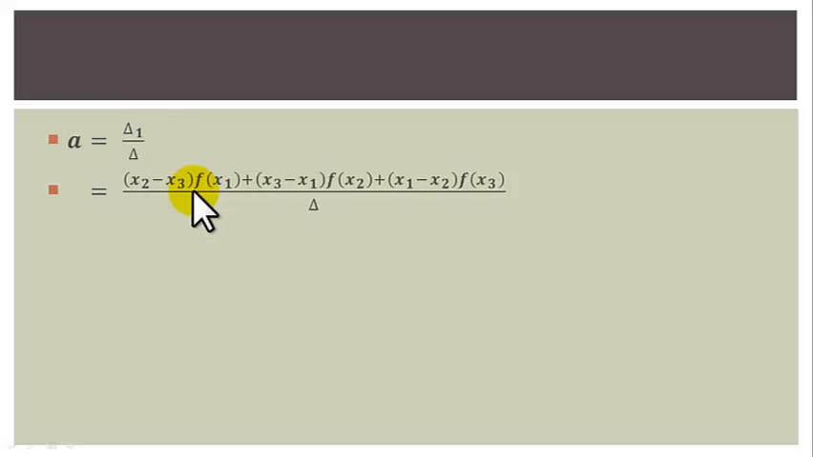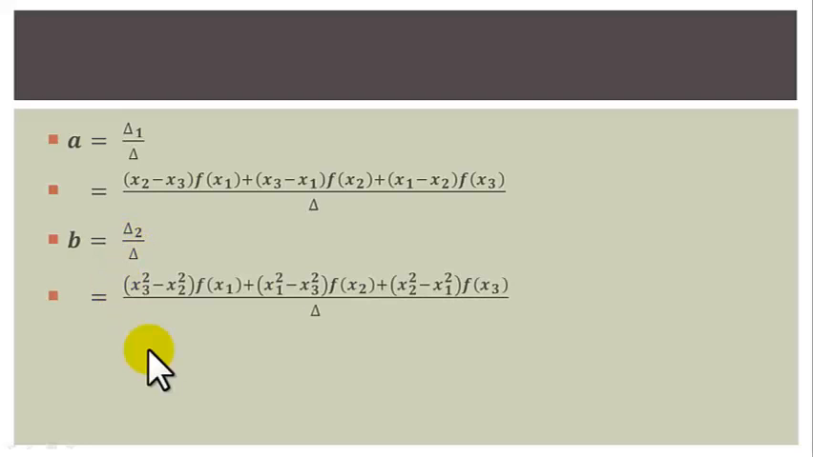So we can now find our a, which is equal to delta 1 all over delta, and this is equal to this. Also, b is equal to delta 2 all over delta, which is equal to this. Here we don't need to determine the value of c, since what we want to find is the optimum point for our function, which only depends on a and b. That is, we recall that x star is equal to minus b all over 2a.